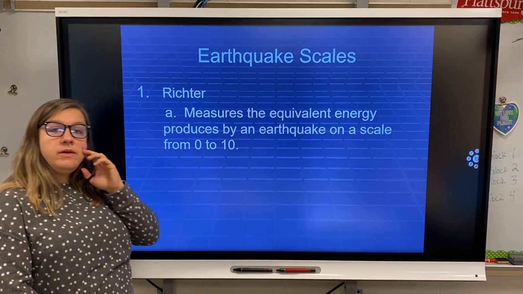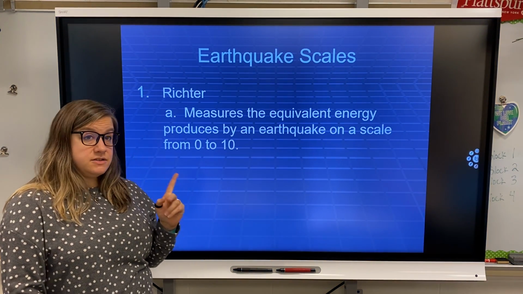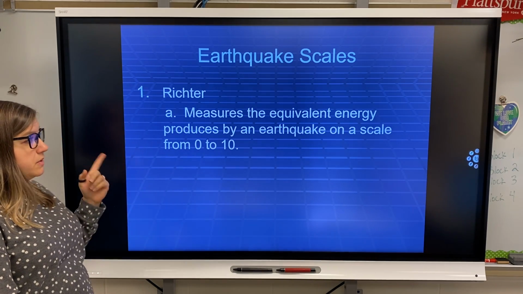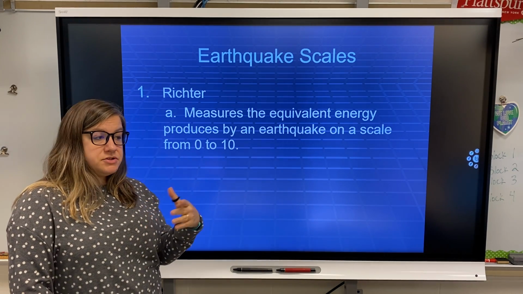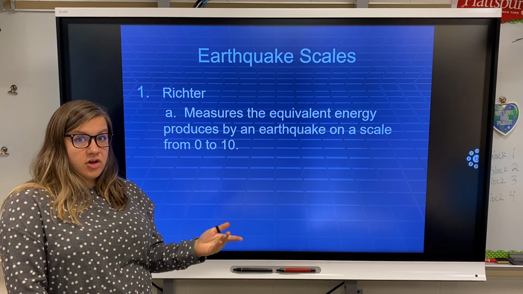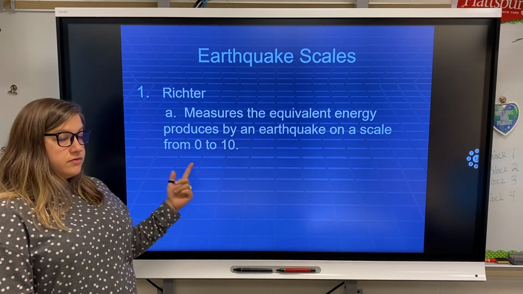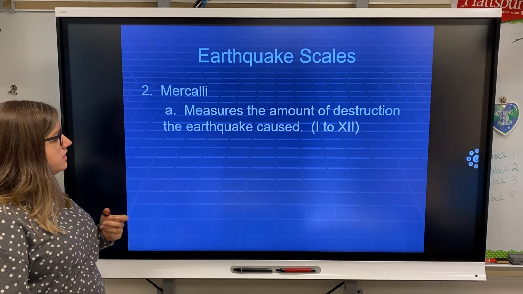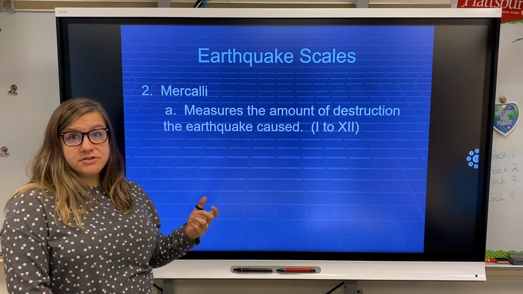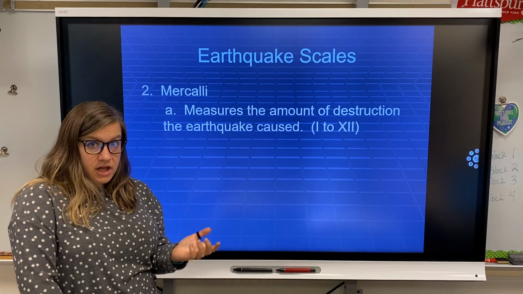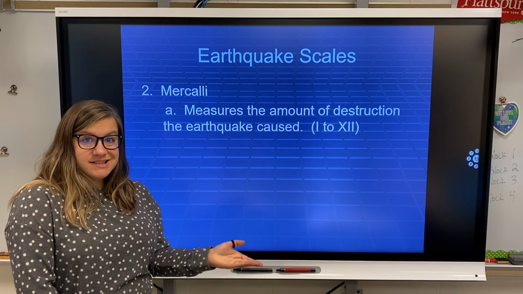Okay, so how we measure earthquakes, there's two different scales. We have the Richter scale, and this one measures energy. It measures the amount of energy that's given off by the earthquake. This is on a scale from 0 to 10. The Mercalli scale measures the amount of destruction. So Richter can basically be the same.